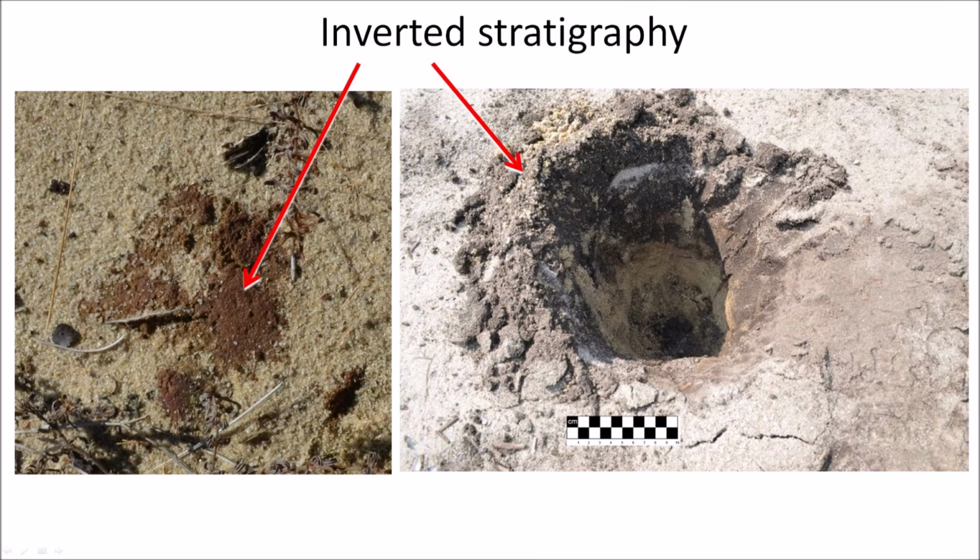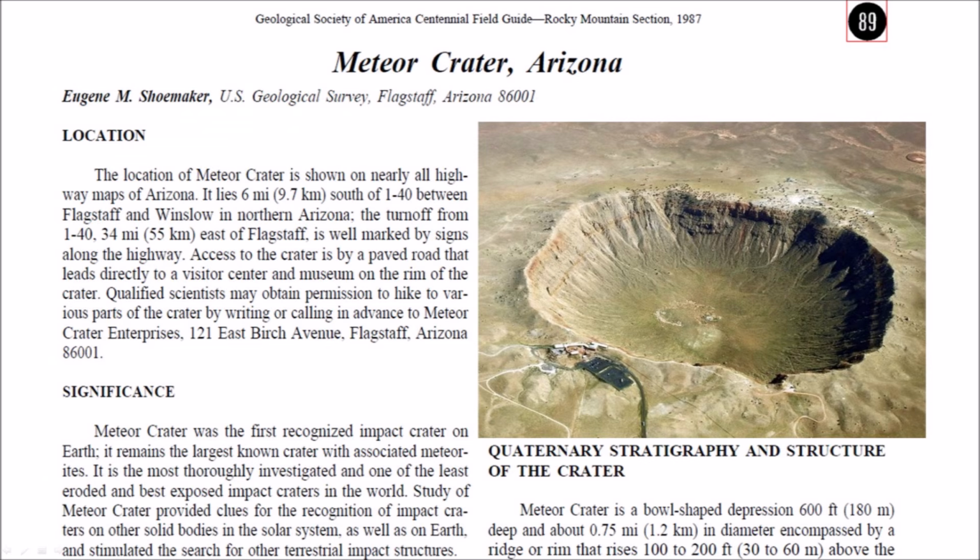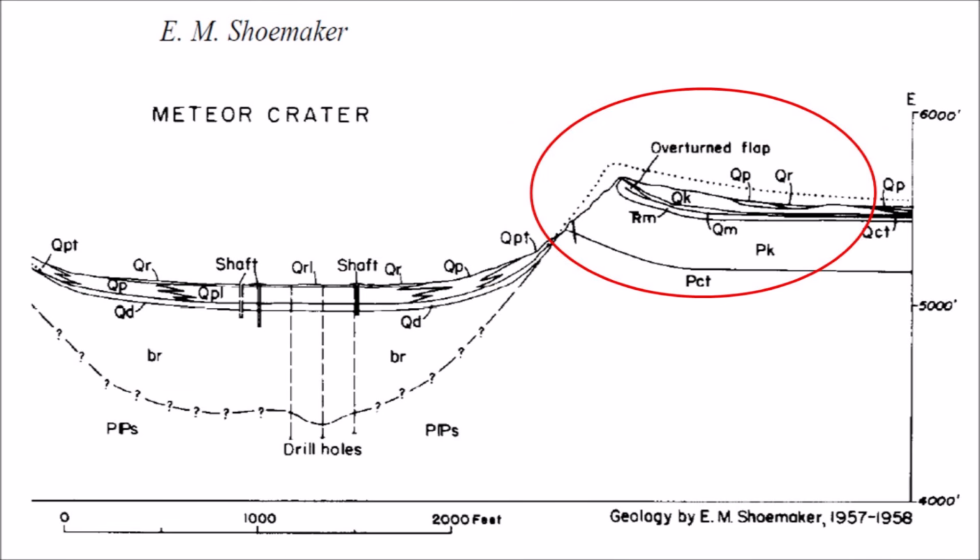Inverted stratigraphy is the result of moving sediment deposited at a deeper level to a higher level. We see inverted stratigraphy in anthills or when we dig holes in the ground. The rims of impact craters also have inverted stratigraphy. This was shown by Eugene Shoemaker in his study of Meteor Crater in Arizona. This image by Eugene Shoemaker shows the overturned flap in the raised rim of Meteor Crater, which is a characteristic of all impact craters. Overturned flaps always have inverted stratigraphy.